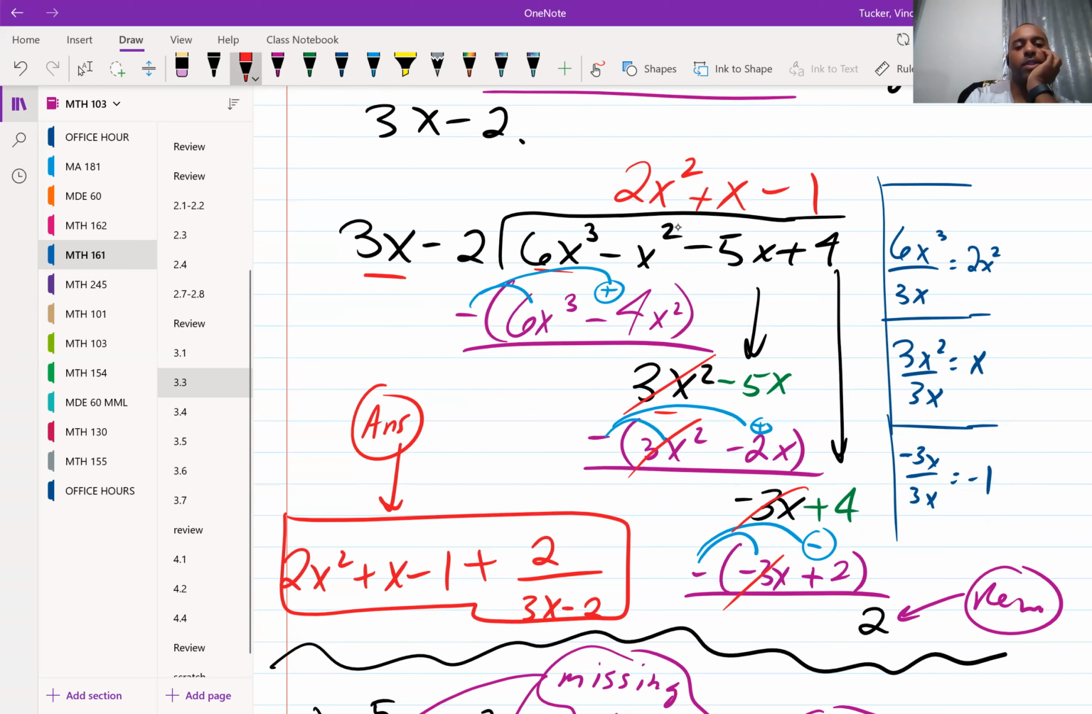So we see what our answer is in the red box. We take what we have up top, which is 2x squared plus x minus 1. Then that's going to be plus the remainder over what we were dividing by, 3x minus 2. So that's 2 over 3x minus 2. Any questions before we do another one?